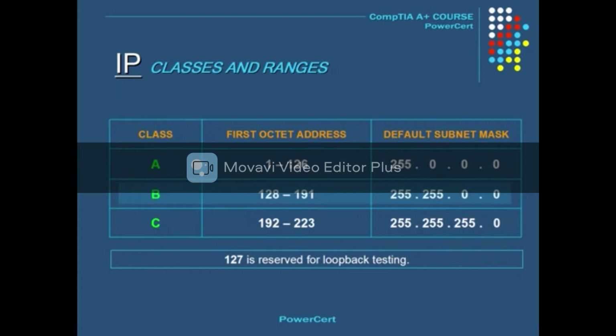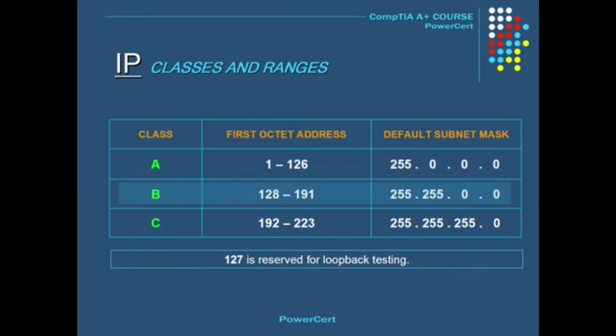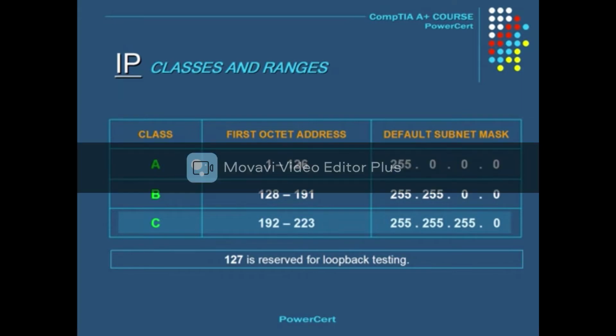This class supports 65,000 hosts on 16,000 networks. This class is given to medium-sized organizations. And a Class C IP range is from 192 to 223. This class supports 254 hosts on 2 million networks. This class is given to small organizations.